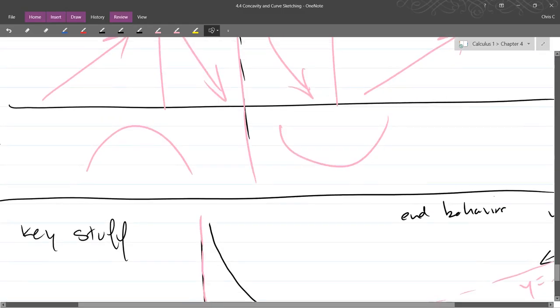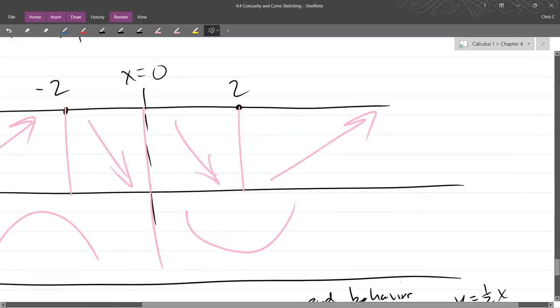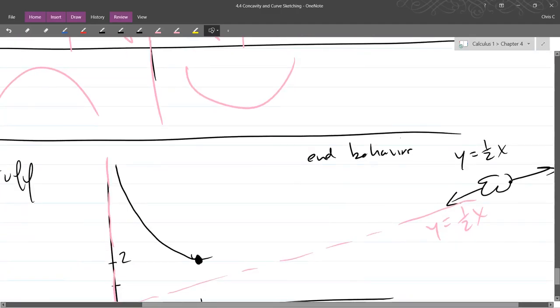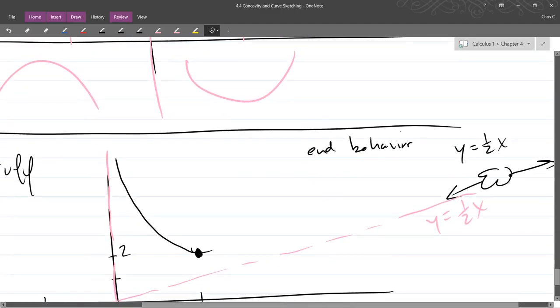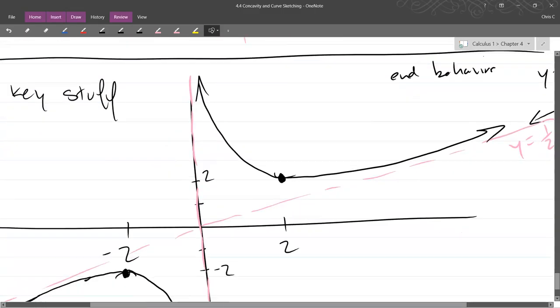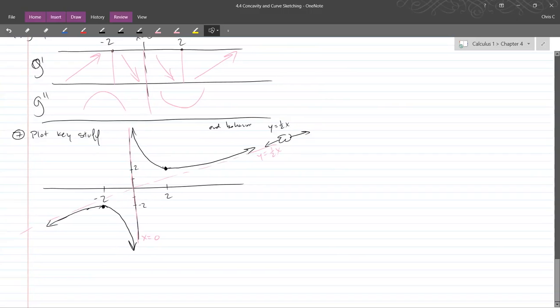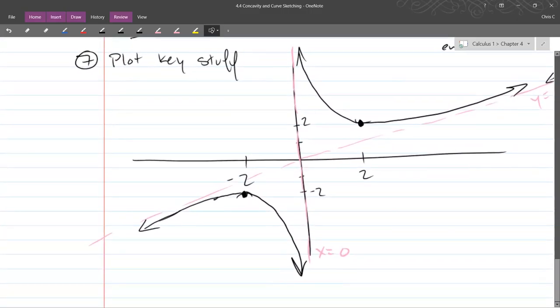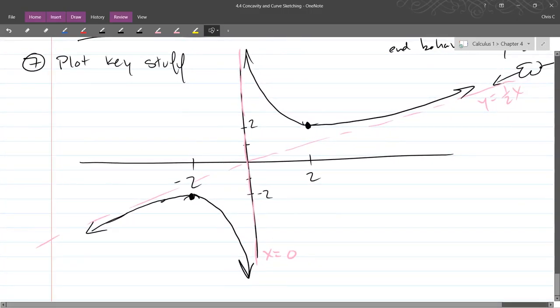Now, what changes at 2? I go from decreasing to increasing, which makes sense. That's a minimum. I better start increasing after that. Now, I increase and concave up, and I have to approach this y equals 1/2 x. So just do your best to approach that line and keep it concave up and increasing. All right, that is our graph right there.